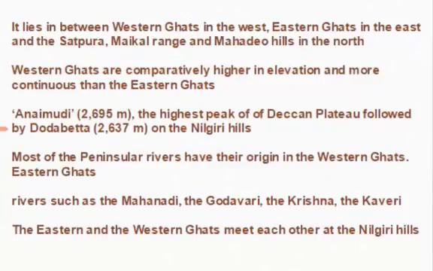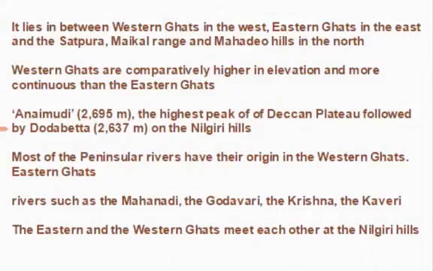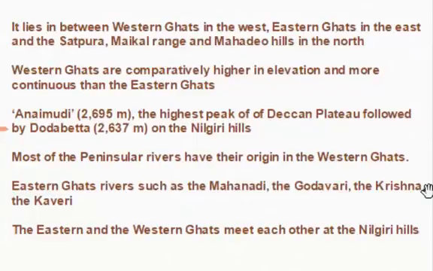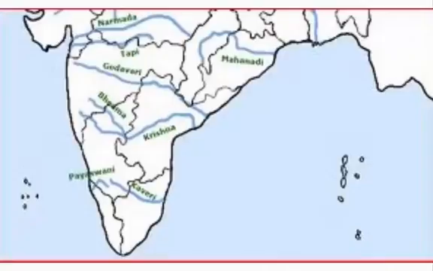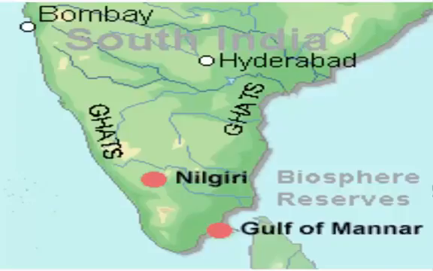It lies in between Western Ghats in the west and Eastern Ghats in the east, and the Satpura, Maikal Range and Mahadev Hills in the north. Western Ghats are comparatively higher in elevation and more continuous than the Eastern Ghats. Anaimudi is the highest peak of Deccan Plateau, followed by Doddabetta on the Nilgiri Hills. Most of the peninsular rivers have their origin in the Western Ghats. Some of the Eastern Ghats rivers are Mahanadi, Godavari, Krishna and Kaveri. The Eastern and the Western Ghats meet each other at the Nilgiri Hills.